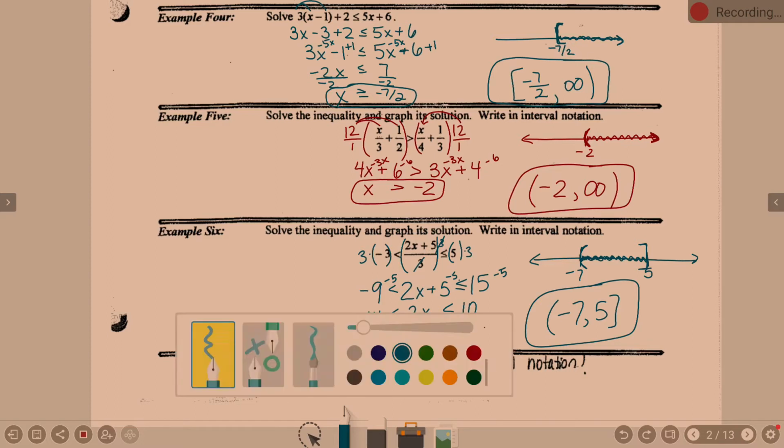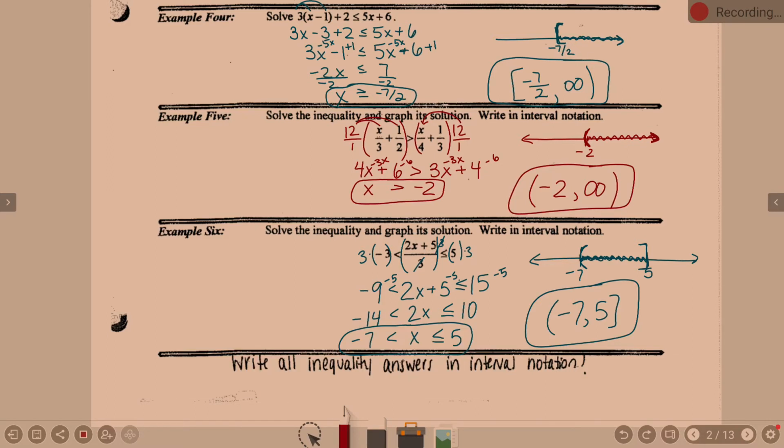So I'm going to remind you, even though I've already said it, even though it's written, write all inequality answers in this homework in interval notation. Is it going to tell you to use interval notation? Not necessarily, but it's a skill we need to practice. So that's why I'm telling you to do it.